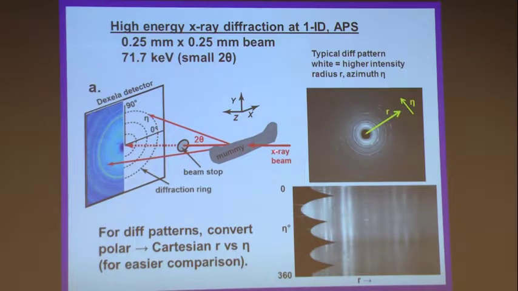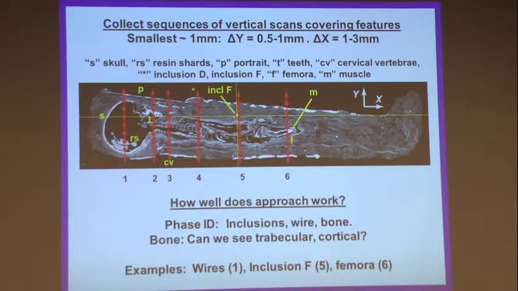So here's a schematic of the diffraction. And there's 2 thetas. This is a typical diffraction pattern, and like is normally done at sector 1, we put it into Cartesian coordinates, and this allows us to see a little bit more clearly the crystallographic texture and to do other analyses. Here are the positions we scanned. We took a vertical scan through the sample, did all of our positions at the first detector distance, moved back to the second detector distance, and repeated the scan.